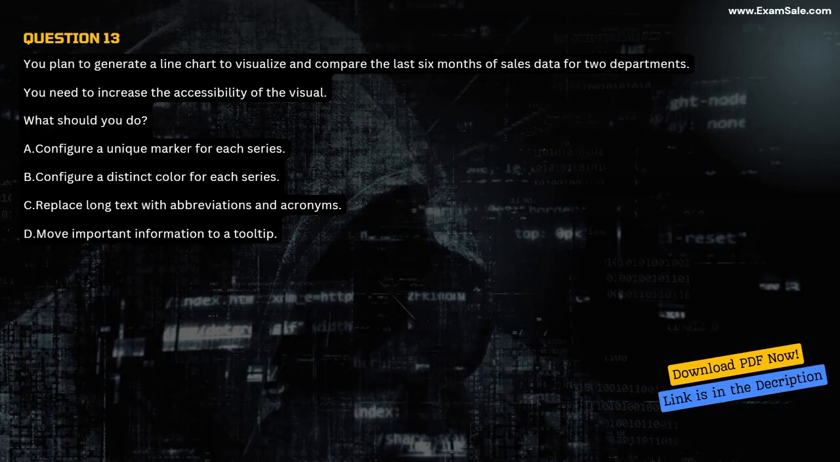Question 13. You plan to generate a line chart to visualize and compare the last 6 months of sales data for 2 departments. You need to increase the accessibility of the visual. What should you do? A. Configure a unique marker for each series. B. Configure a distinct color for each series. C. Replace long text with abbreviations and acronyms. D. Move important information to a tooltip.